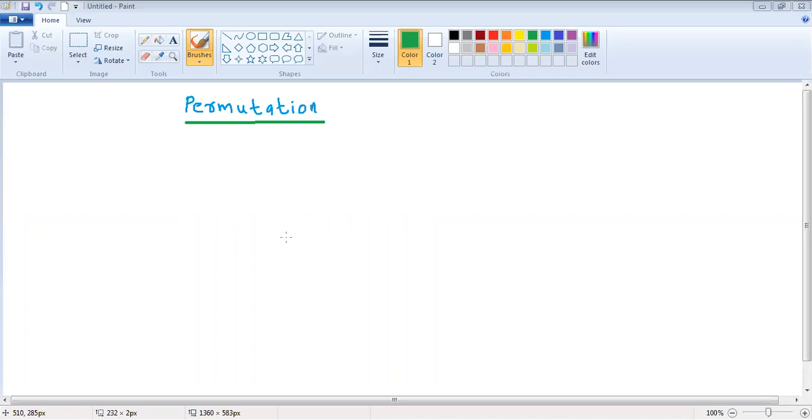Hi students. So today I would like to tell you about permutation. As I told you earlier, permutation is the number of arrangements. I will explain this through an example. Suppose there are three objects with you, say R, A, T. So you have three objects, okay? Three objects with you.